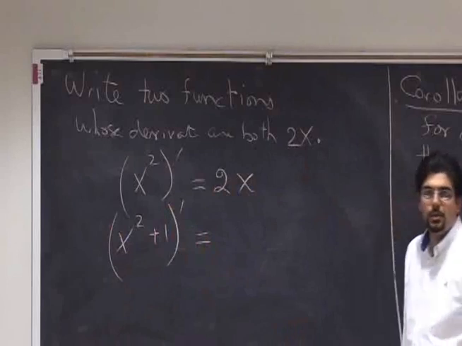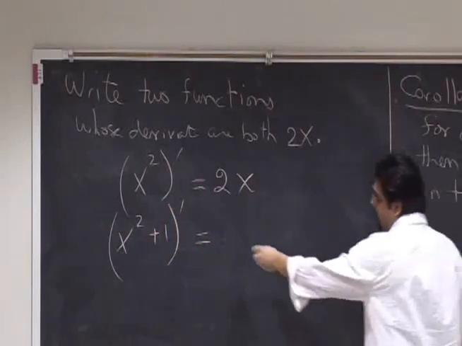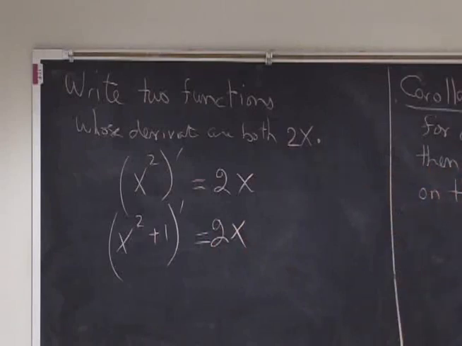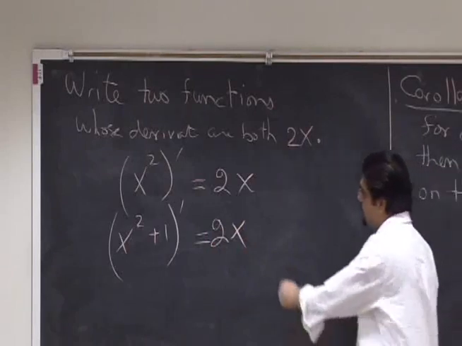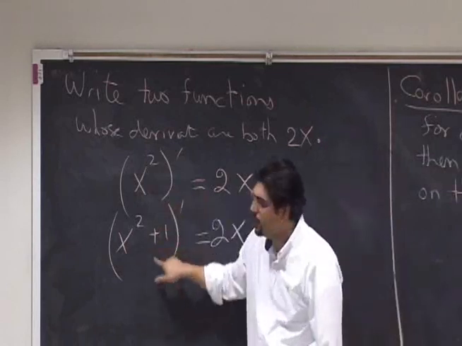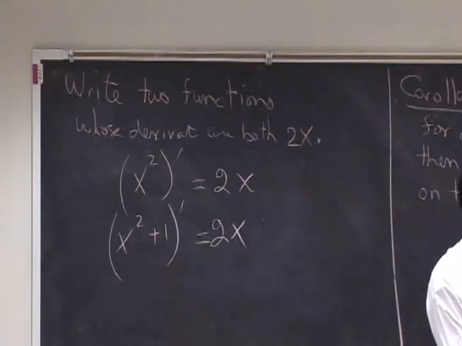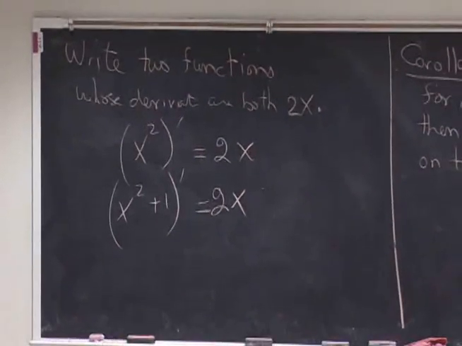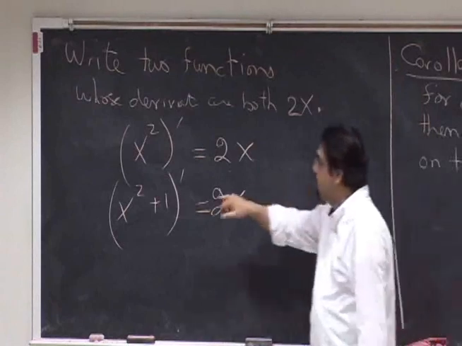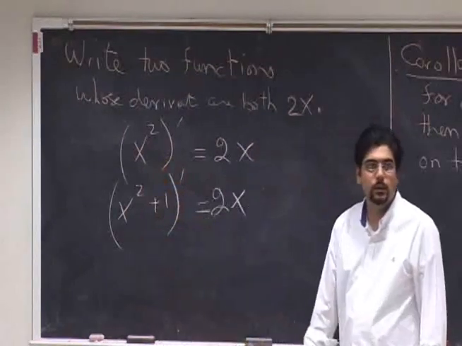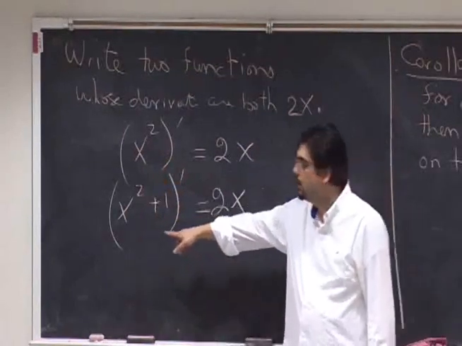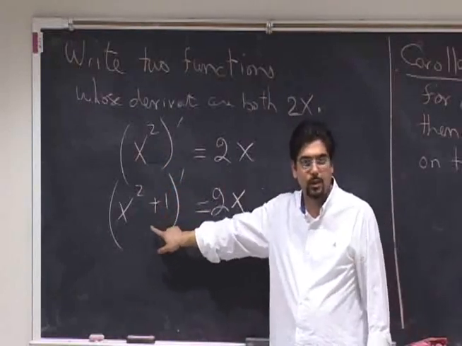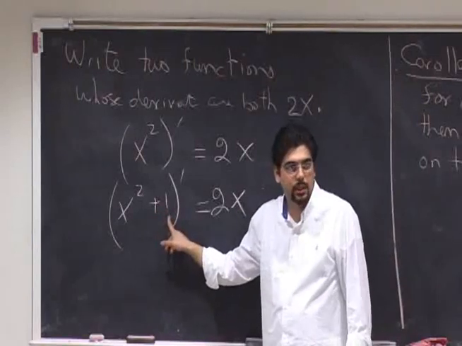The derivative of x squared plus 1: the derivative of x squared is 2x, and the derivative of 1 is 0. So there, we got two different functions that have the same derivative. What can you say about these functions? Are they similar? How are they different? Shifted up 1 unit. Okay, so algebraically, how are they different? Plus 1. But I could have easily said plus 2 and nothing would change. Or I could say minus 5 and nothing would change.